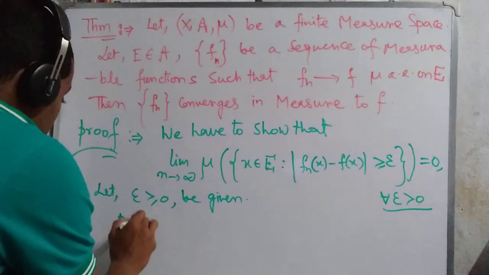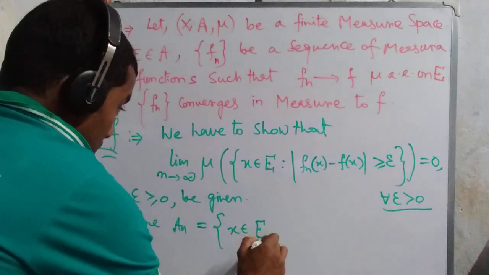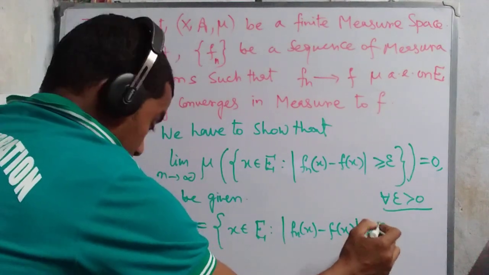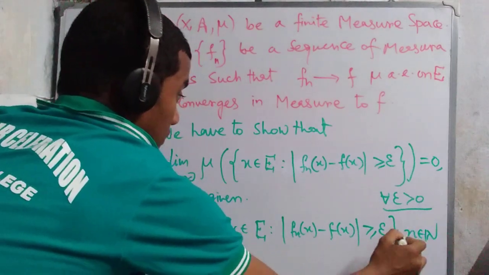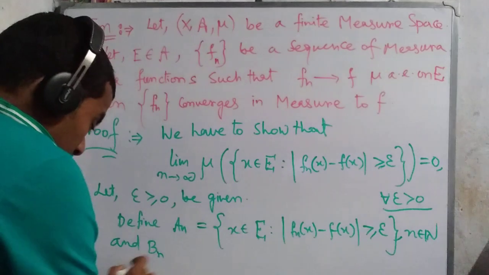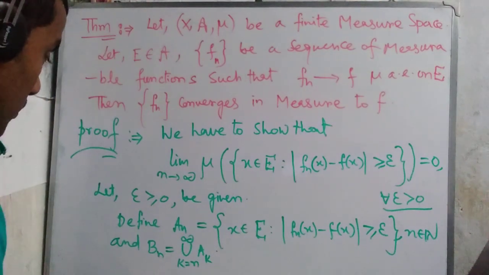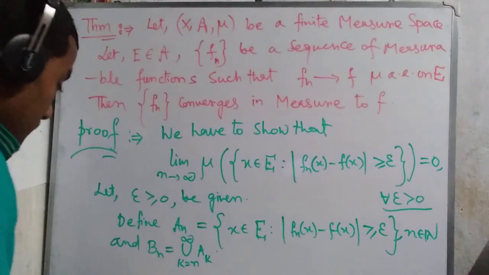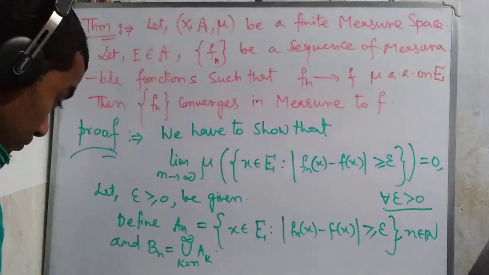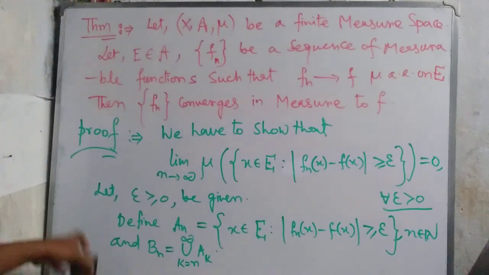and define A_n equal to the set of x belonging to E such that the absolute difference of f_n(x) and f(x) is greater than or equal to epsilon, n a natural number, and B_n equal to the union of k equal to n to infinity of A_k. Then we write here above: A_n equal to this and B_n equal to this one.